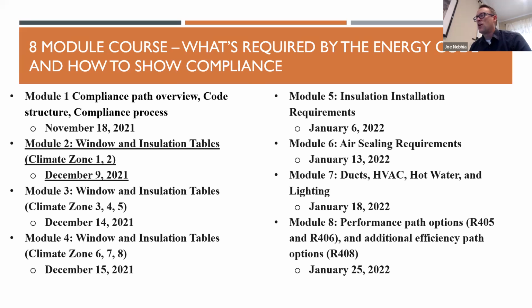Next week, if you build in different climate zones, we're going to talk about climate zones 3, 4, and 5 on Tuesday, and then climate zones 6, 7, and 8 on Wednesday. And then we'll follow up in January with 4 more modules: insulation installation, air sealing, ducts, HVAC, hot water, and lighting, as well as some controls. And then finally, the last module is performance path options, where we dig a little bit deeper into those different performance paths and also talk about the new additional efficiency packages in the 2021 International Energy Conservation Code.